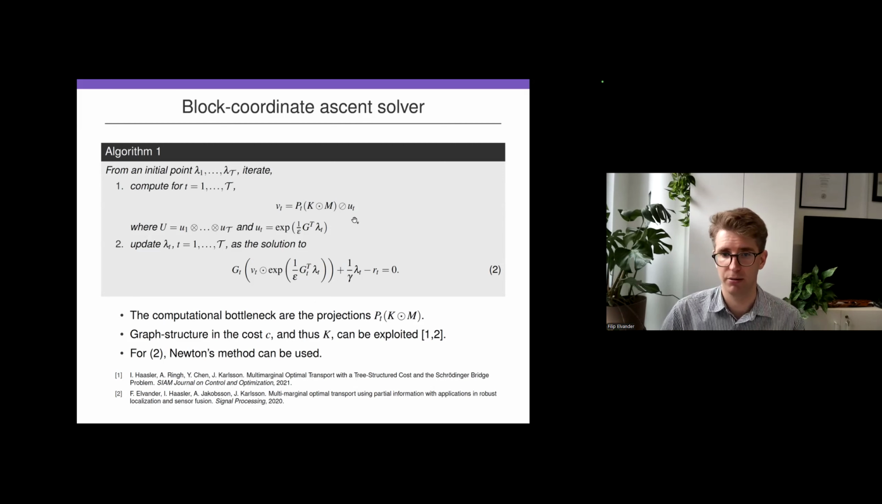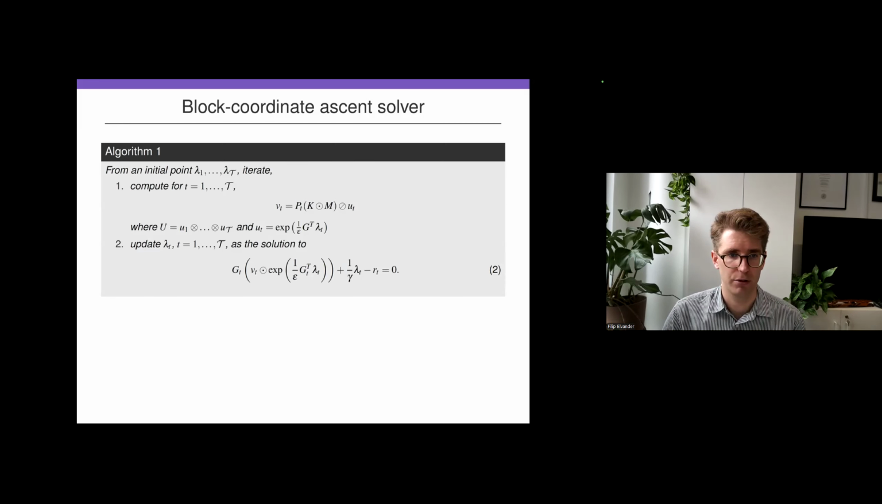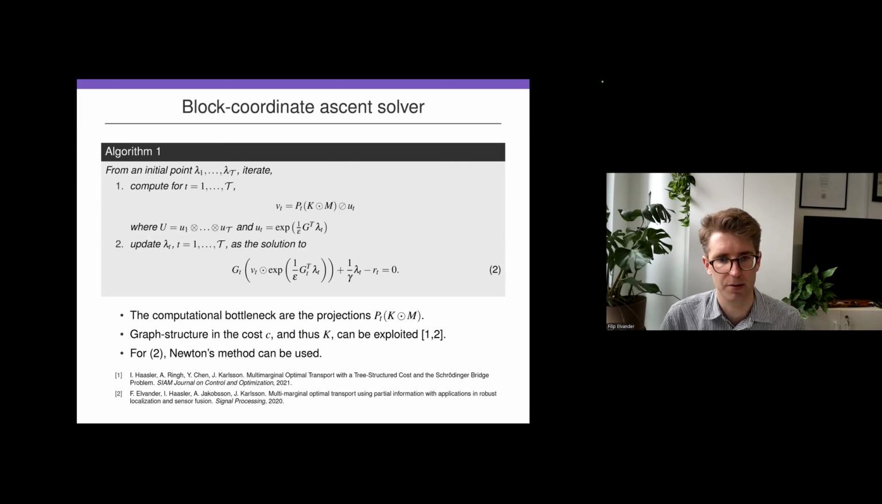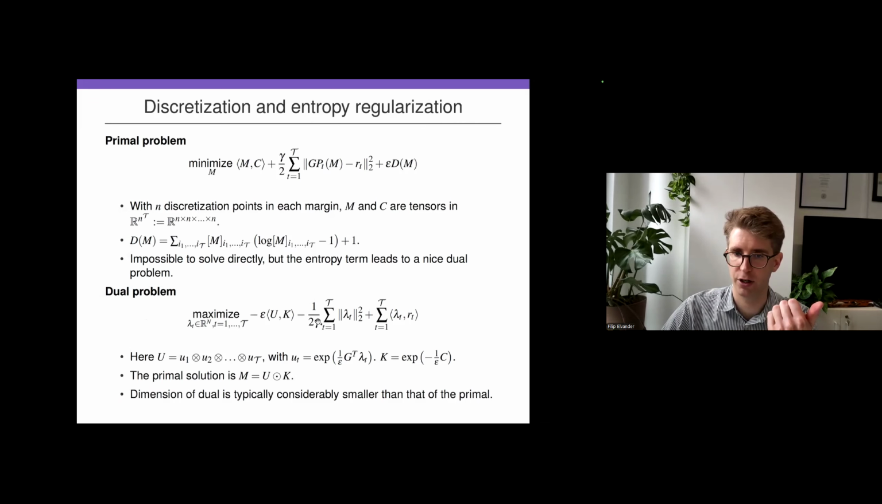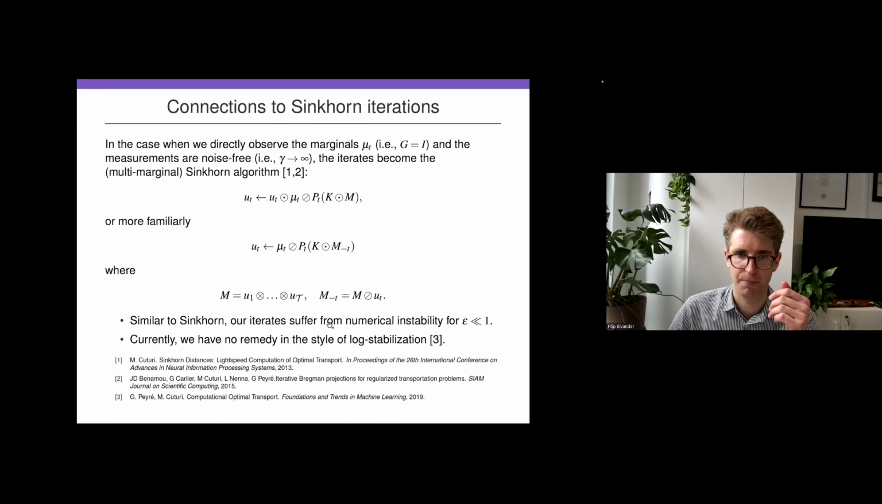Running this algorithm will solve this problem. And then for those of you who are maybe more familiar or working with these problems in practice, maybe you recognize that this is very similar to the Sinkhorn iterations because it's basically the same thing. And it turns out that if we would have the standard case where you would observe the marginals directly, so your operator here would just be the identity, and if you would have no noise in your measurements, so basically we would model it here by letting this regularization parameter tend to infinity, the iterations boil down to just this, and this is exactly the Sinkhorn iteration. So it's definitely not strange in that way. So there's a direct link.